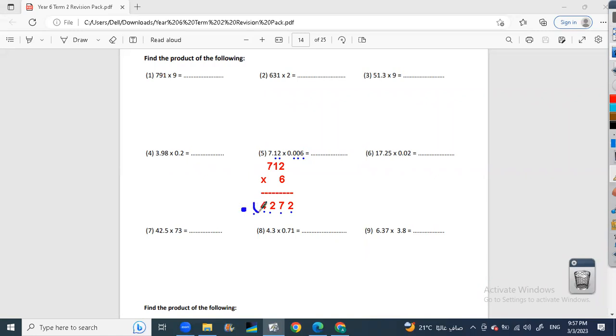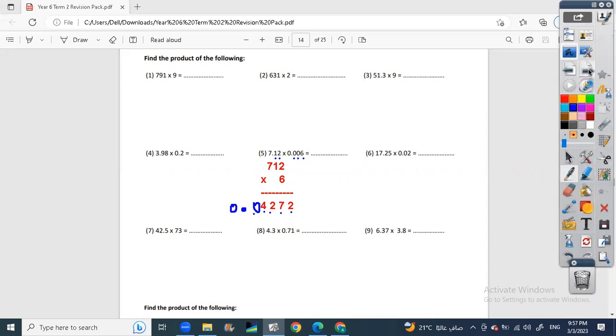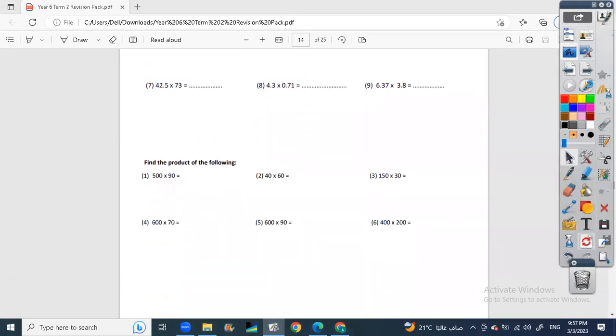So I want here 0 to make the 5th digit. Okay, so 1, 2, 3, 4. The 5th digit is going to become 0, then point. So the answer is 0.04272. And this is how we multiply decimals. Let's move to the next part over here.